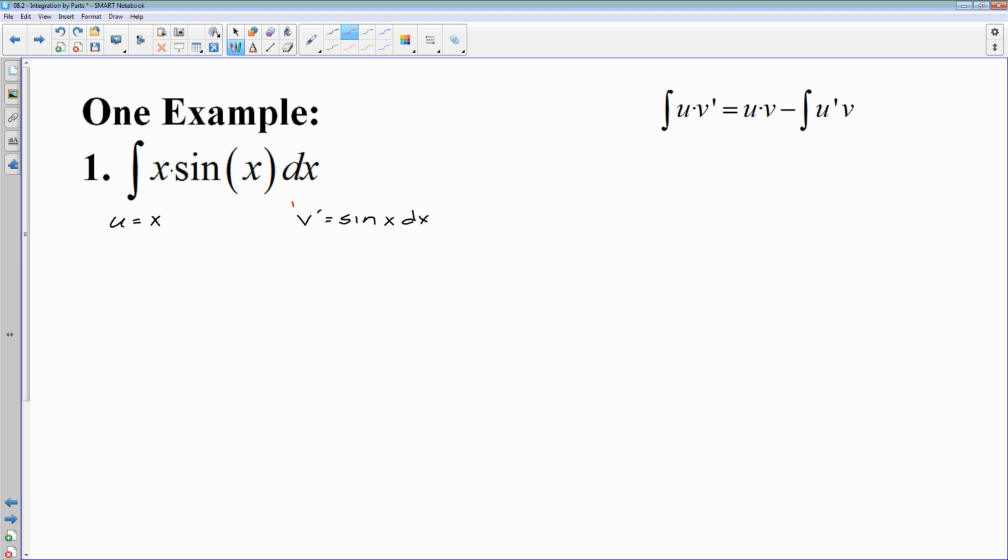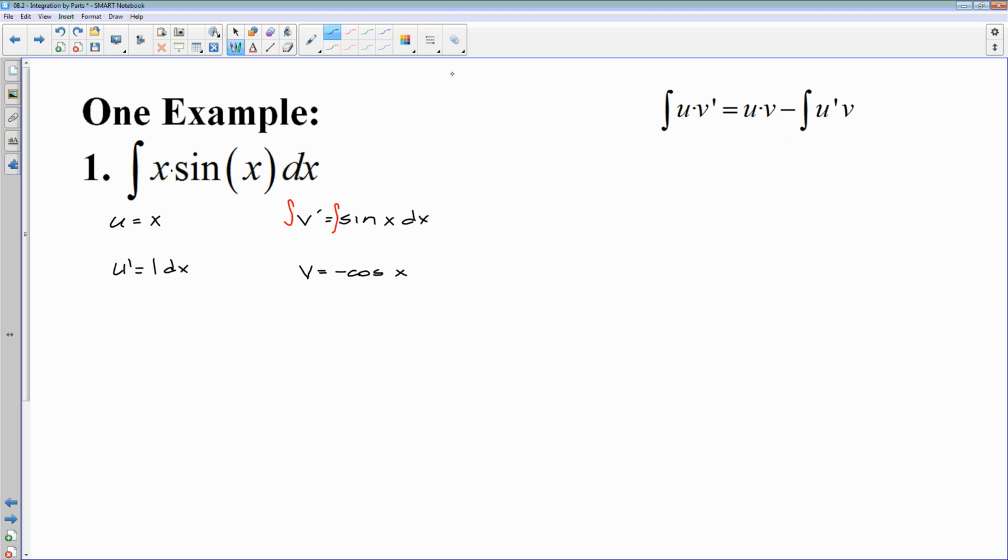I will anti-differentiate. I'll integrate both sides of this thing. So the antiderivative of v prime is going to be v. And the antiderivative of sine x dx, that would be negative cosine x. So there's my v, but then I also need u prime. So I'm looking over here at u prime, and I'll just simply do the derivative of this, and the derivative of x is 1, and technically it's 1 dx. Whoops, that dx doesn't need to be there.